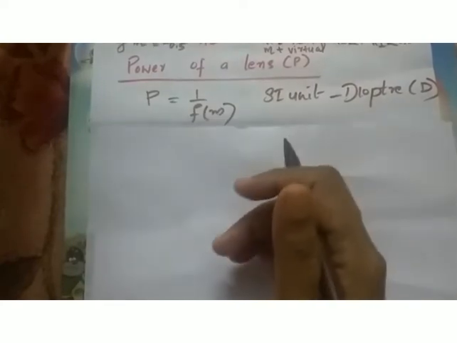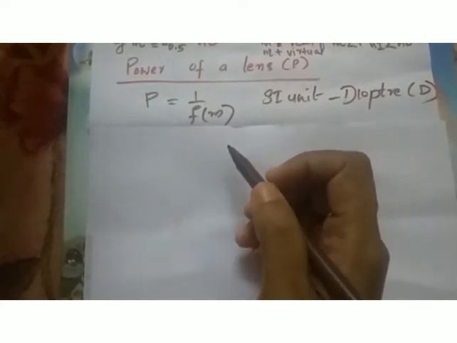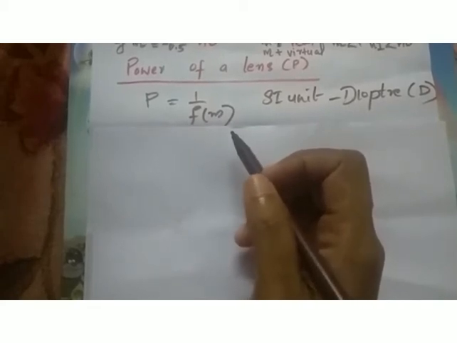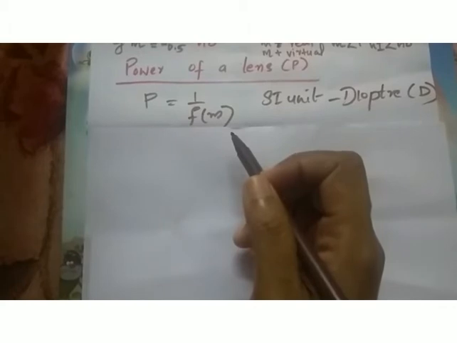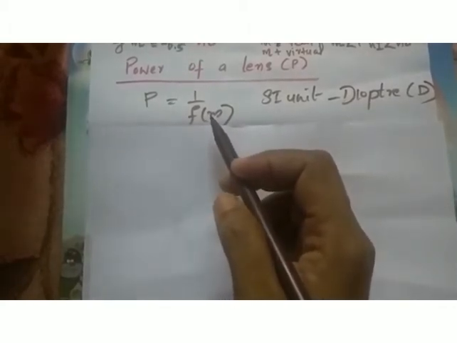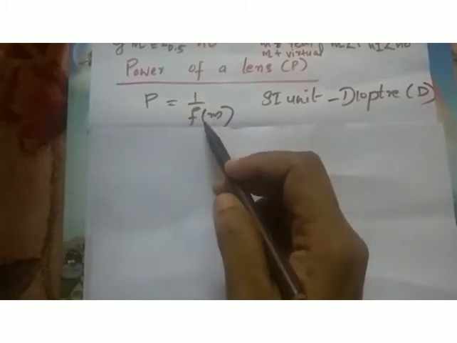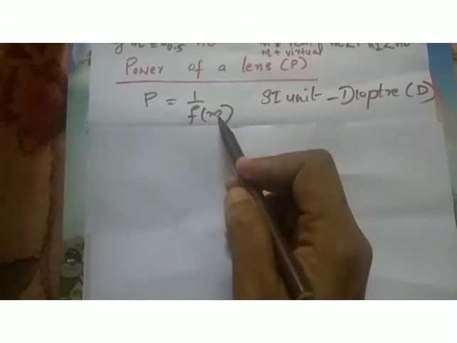So what do we mean by power? Power is the reciprocal of focal length, and the focal length is expressed in meters. The extent of convergence or divergence of a lens is indicated by power. So power is defined as the ability of a lens to converge or diverge a light ray. It is defined as the reciprocal of the focal length of a lens. Power P is equal to 1 by focal length, and that focal length should be expressed in meters.